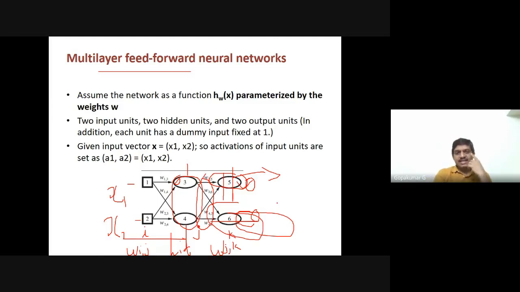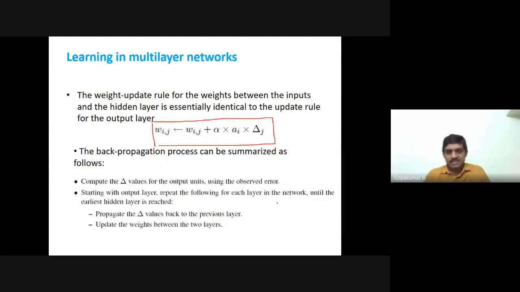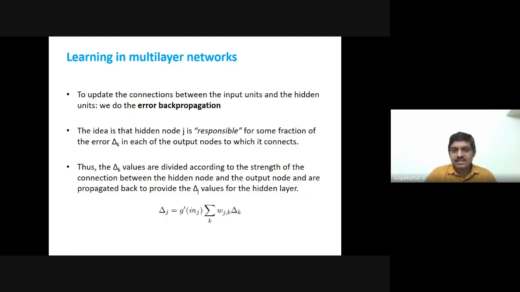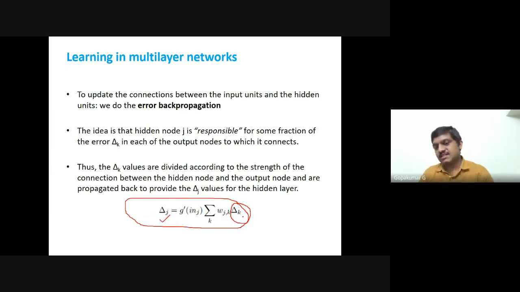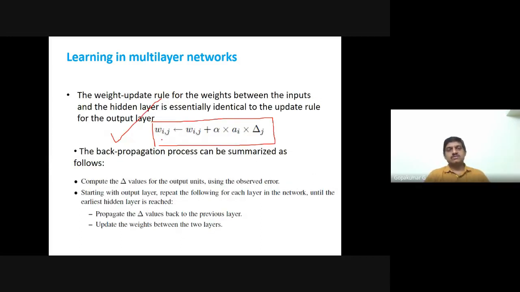That idea is used to update this particular weight value. So Wij is the previous Wij plus alpha into a into delta j, where delta j is the error at the jth node, a hidden layer node. That is calculated using delta k, that means the output nodes to which this jth node is connected. So the error at the kth node is backtracked. That's why it is called back propagation. The error is back propagated in order to find the weight update. That is the very crucial part in the ANN.